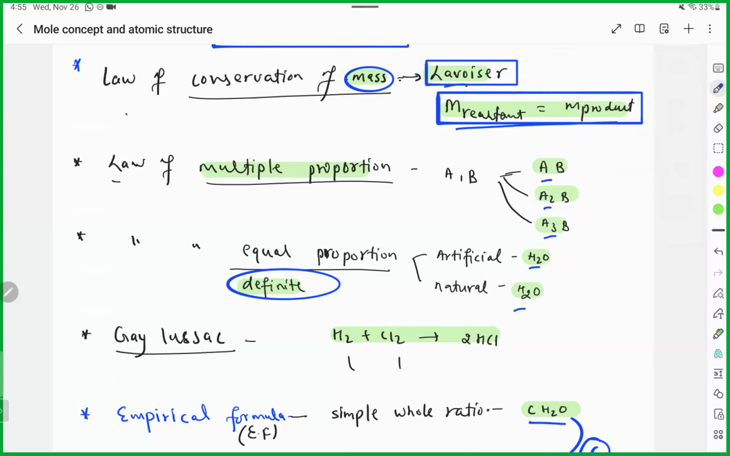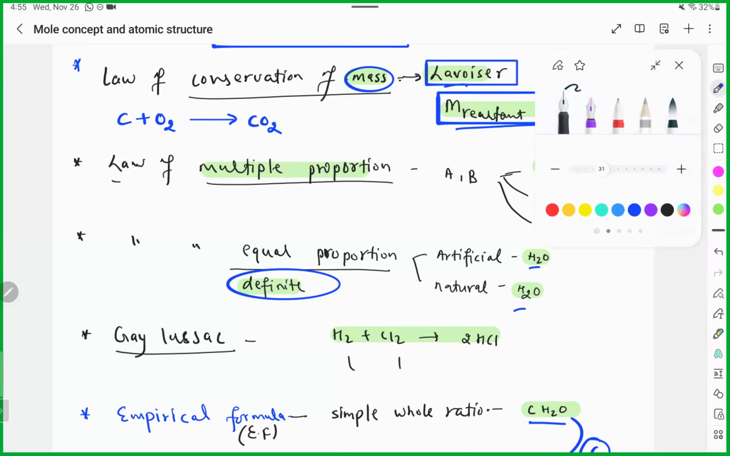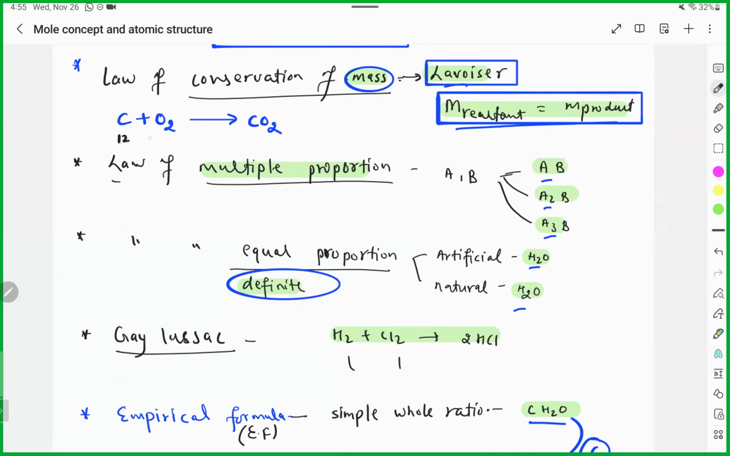Example: carbon is 12 gram, oxygen is 16, so 2 oxygen is 32 gram. If it makes CO2, the mass will be 44. 12 plus 32 is 44. So the mass of reactants is equal to the mass of products. Understood? Any doubt?